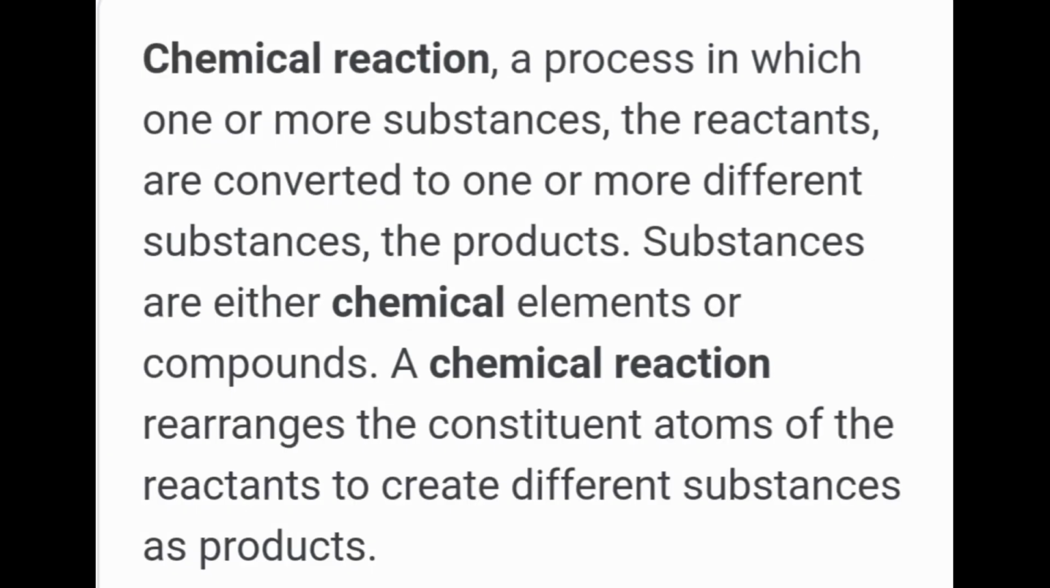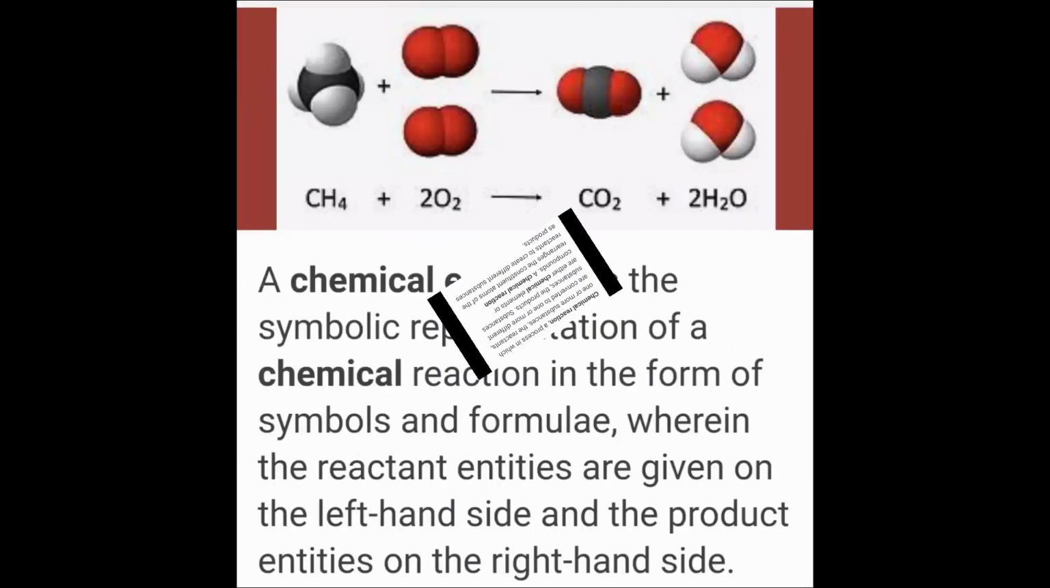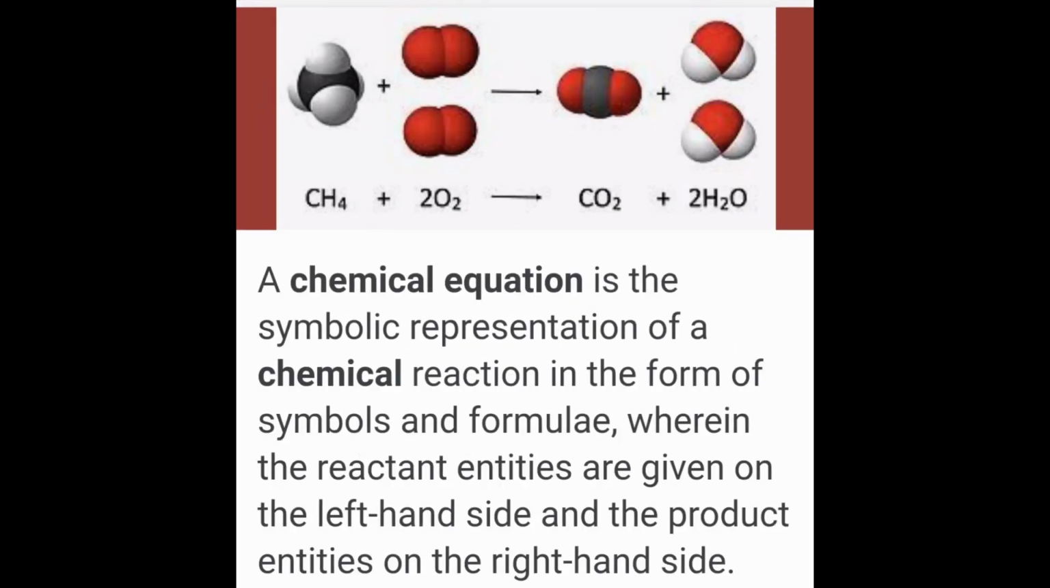A chemical reaction is a process in which one or more substances, the reactants, are converted to one or more different substances, the products. Substances are either chemical elements or compounds. A chemical reaction rearranges the constituent atoms of the reactants to create different substances as products. A chemical equation is the symbolic representation of a chemical reaction in the form of symbols and formulas, wherein the reactant entities are given on the left hand side and the product entities on the right hand side.